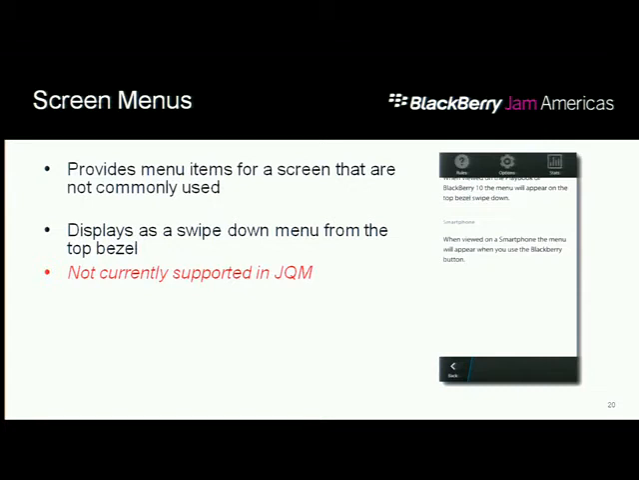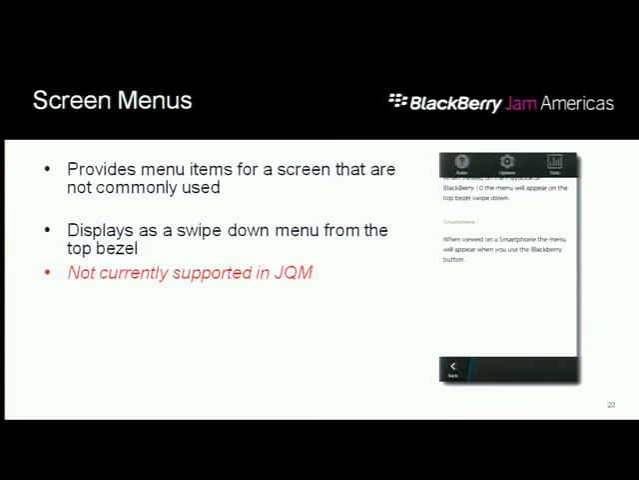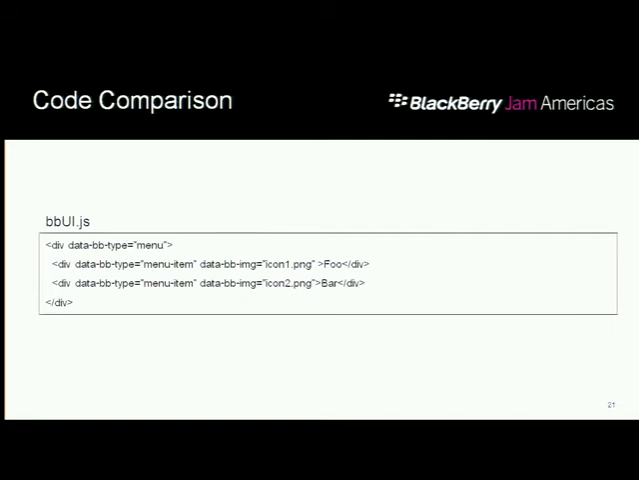Screen menus. So this is something that you can currently see in the browser, to give you more options. This is normally a swipe down gesture that happens, and your menu comes up right here with these different icons. This is currently not in jQuery Mobile either, so we'll show you the code for BBUI. You'll just specify a menu item with that data-icon and the text foo. So here it would be, I can't read that, it's very small, options and something else.